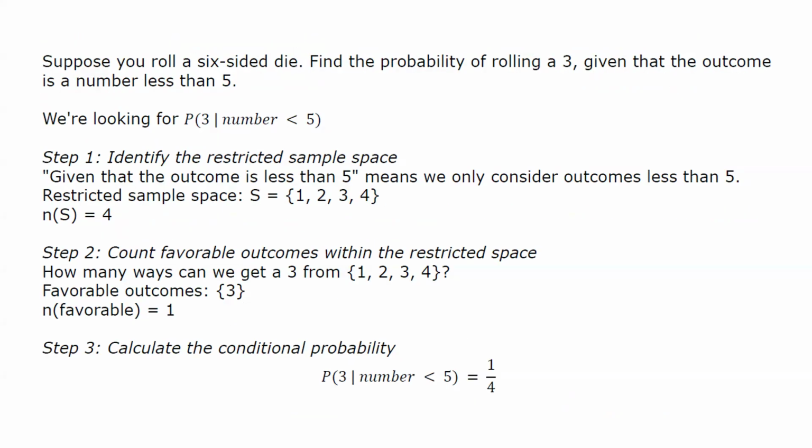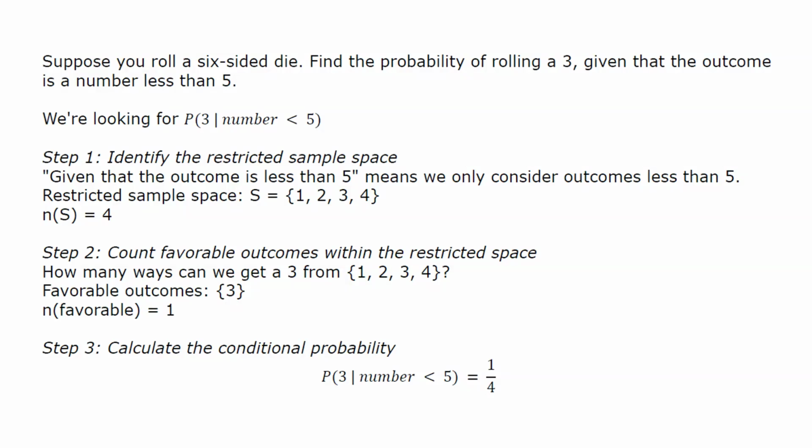So suppose you roll a 6-sided die. Find the probability of rolling 3 given that the outcome is a number less than 5. So we're looking for the probability of 3 given that the number is less than 5. So step 1, we are going to identify our restricted sample space. Given that the outcome is less than 5 means we only consider outcomes less than 5. So our sample space will be the numbers 1, 2, 3, and 4.